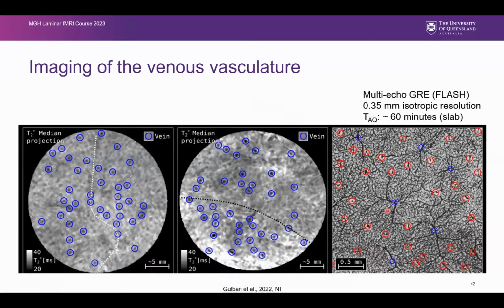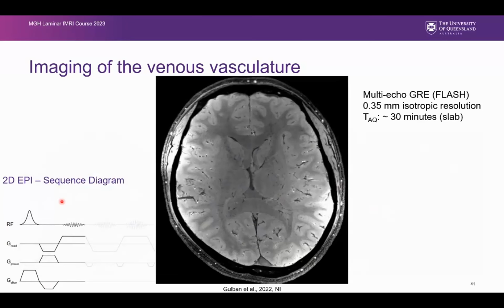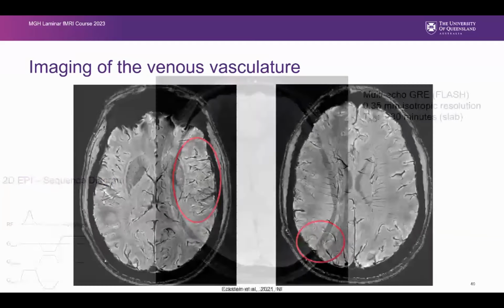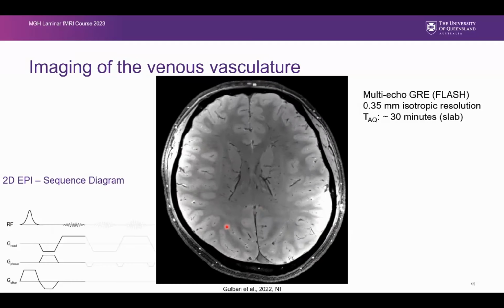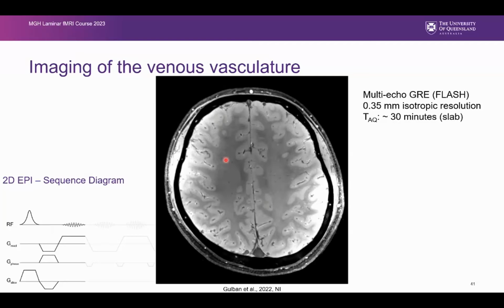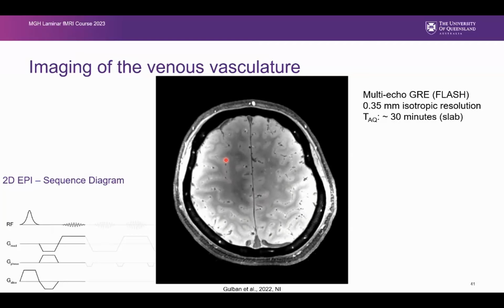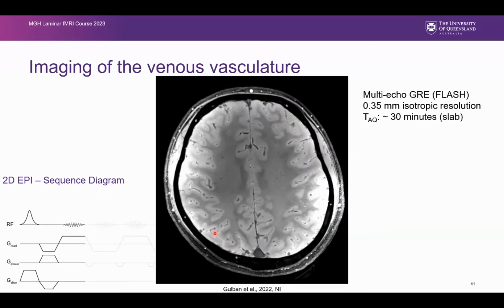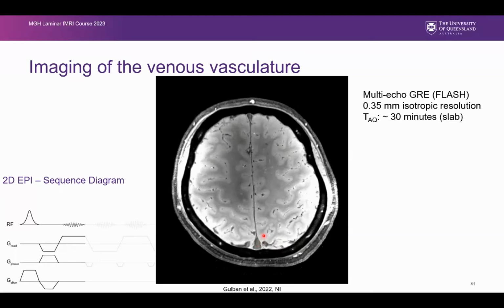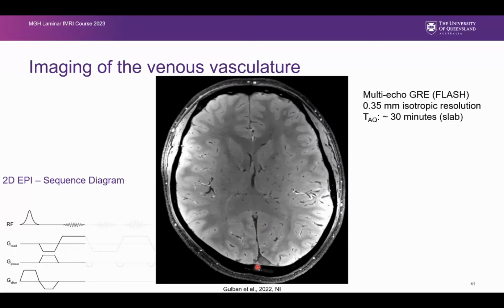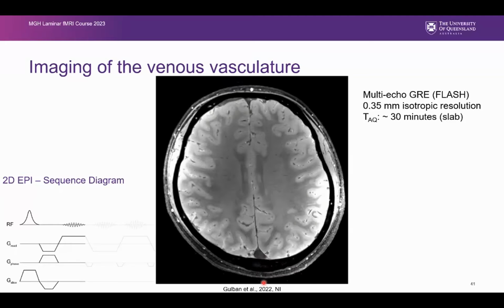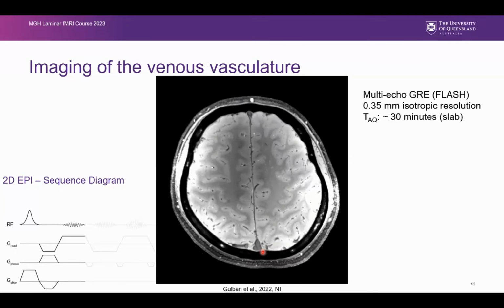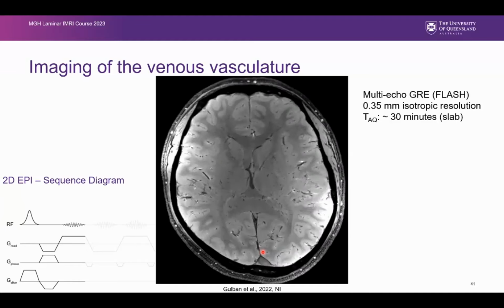And this is one of the simplest sequences you can do, but I like it because you have, I would say, a similar contrast compared to SWI. It's good. We also see intracortical vessels, but you can see, for example, this is the sinus, the sagittal sinus. So you can see that it's actually well defined. It's not mixed in with the background.